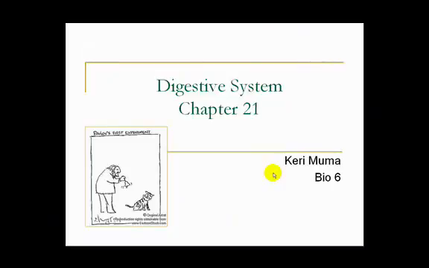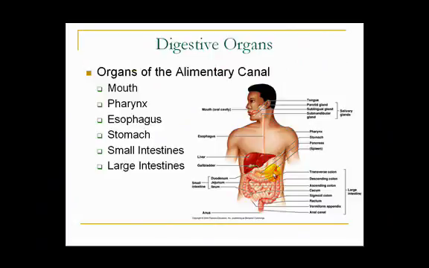In this lecture, we are going to cover the digestive system, or you can refer to it as gastrointestinal physiology. So let's review the anatomy of the digestive organs before we get into the physiology. The digestive system is made out of the organs of the alimentary canal. The alimentary canal refers to all the organs that food physically passes through.